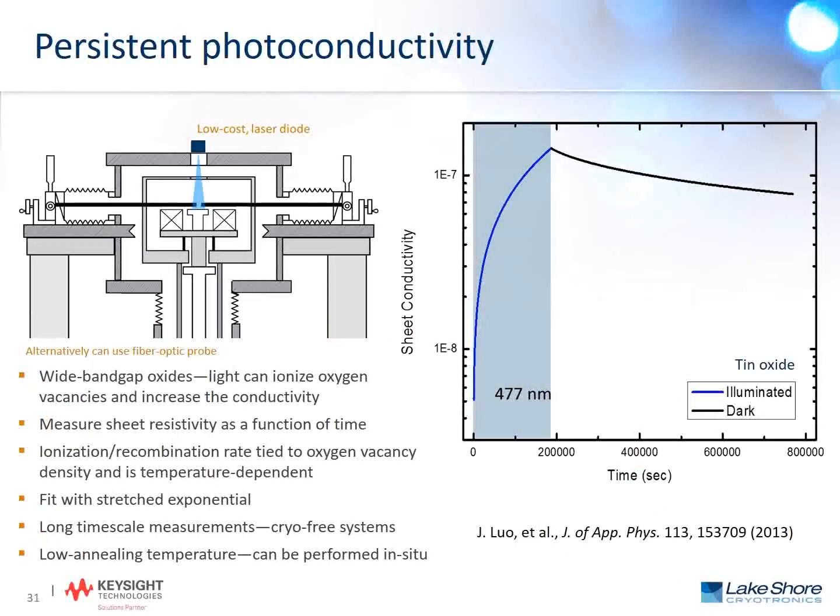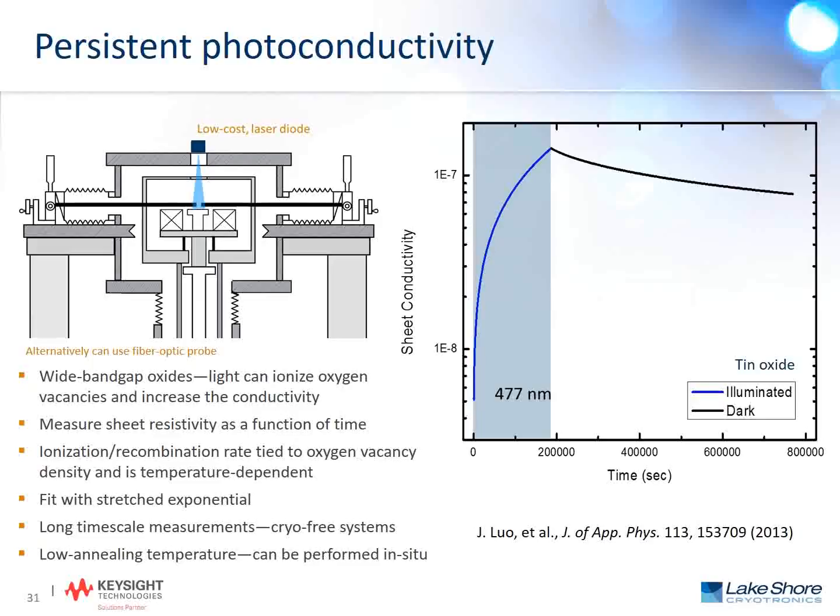Now the application where we're using sheet resistance is this idea of persistent photoconductivity. So we're measuring the change in the sheet conductivity as light is applied or shone onto a device, but the persistent comes in the case that for some materials the sheet conductivity is slow to recover once the light is turned off. And so you see a picture of the apparatus using our cryogenic probe station.